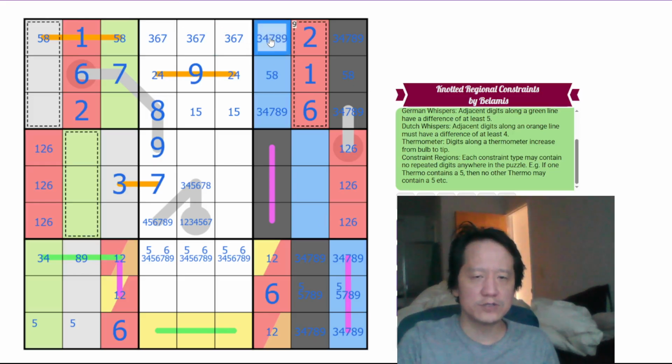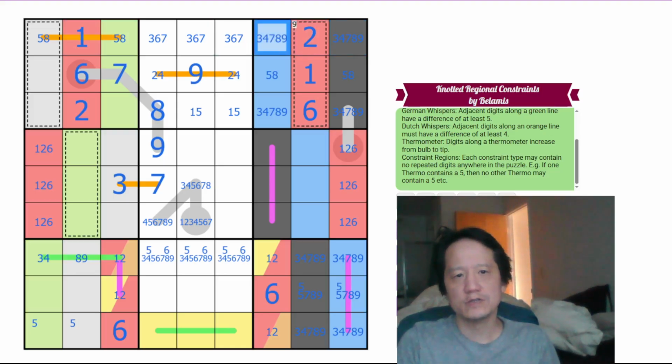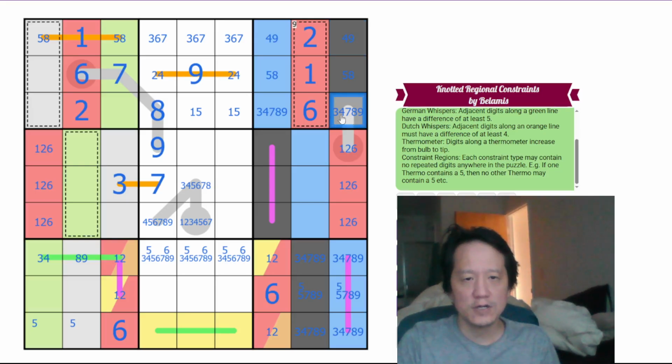That eliminates 3, 6, and 7, and 5 and 8 in the rest of row 1. So no 3, 7, or 8 here, no 3, 7, or 8 here, no 3, 7, or 8 here. This cannot be 4, 9, or 5, 8. This becomes a 3, 7 pair. That leaves this digit as a 3. This 3 eliminates 3 here, so that must be 4. 4 can only be next to 9 on a German whisper line, so this is 9.